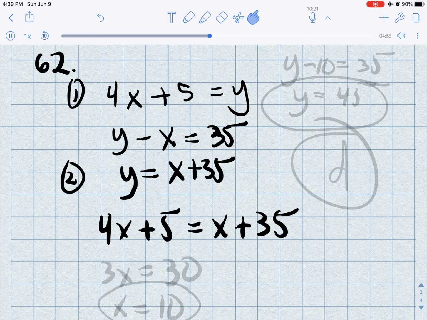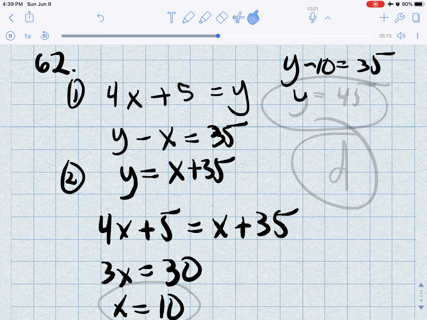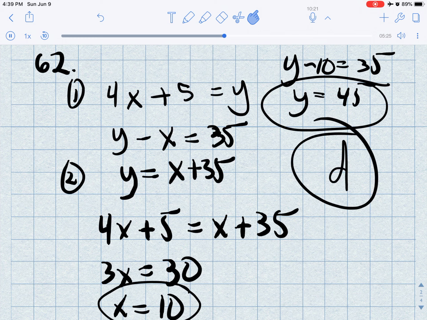Now this is a pre-algebra problem. 3x equals 30. x equals 10. To get the other unknown, I go back into either equation 1 or equation 2. y minus 10 equals 35. y equals 45. So now we have it. x is 10. y is 45. Which one is that now? That's D. Choice D for 62.